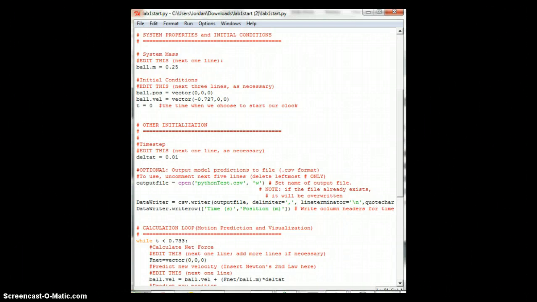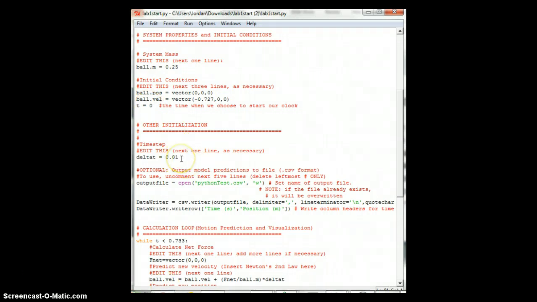After observing the orange, I recreated the motion of it by altering the data in the VPython program. As you can see here, the mass of the orange is going to be 0.25 kilograms. The orange position starts at 0, and the final velocity of the orange is going to be negative 0.727, going in the negative x direction. And of course, we start the time at 0 because that is when we started the clock.